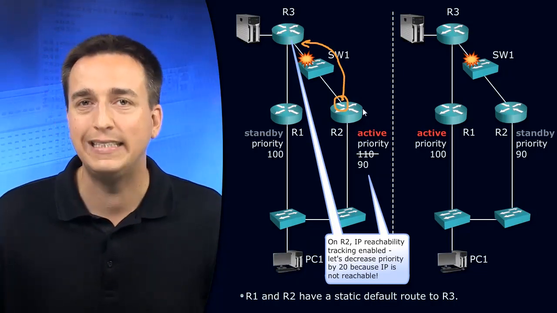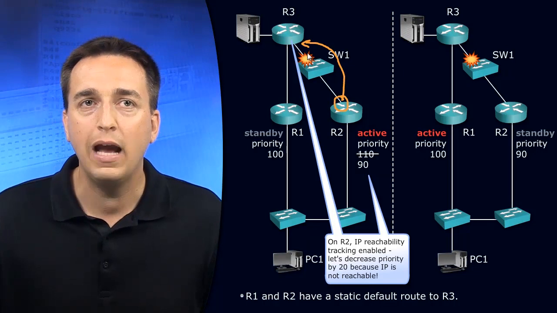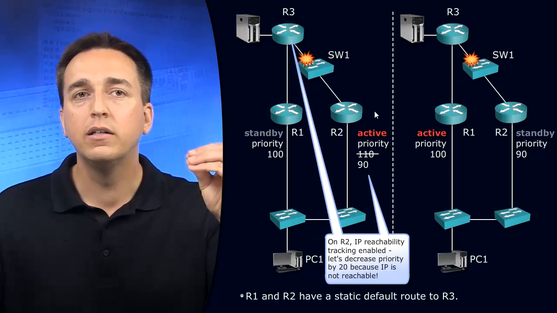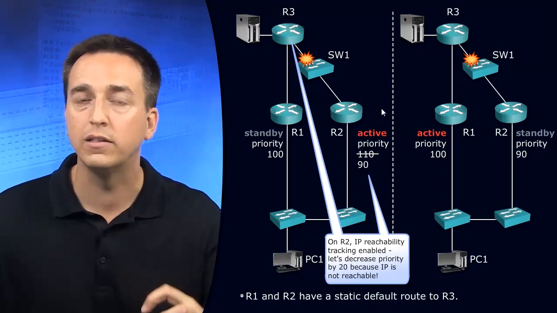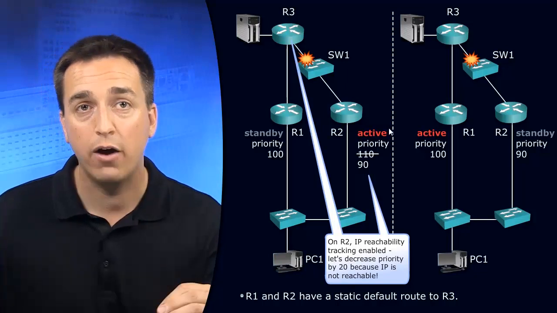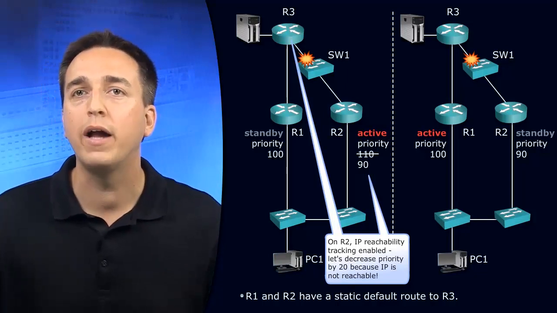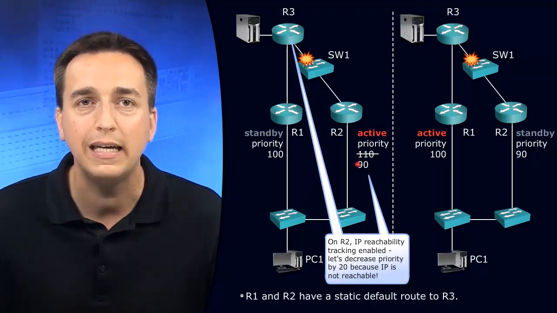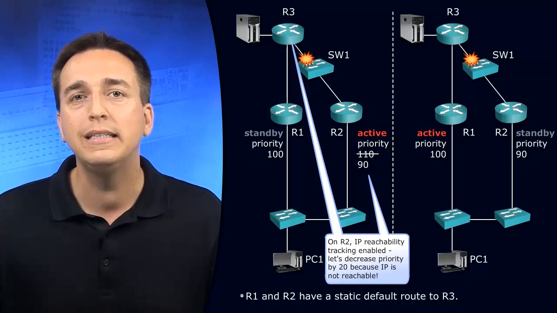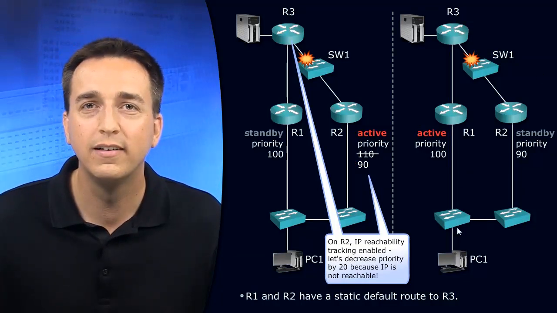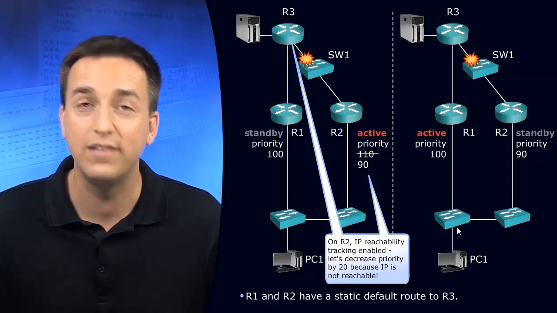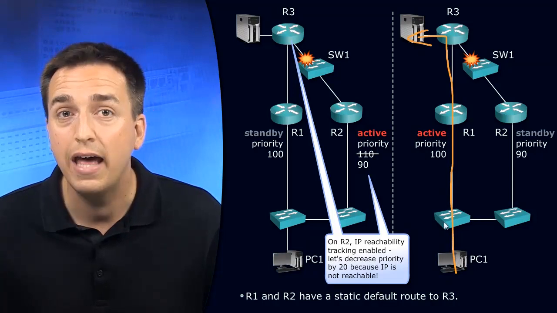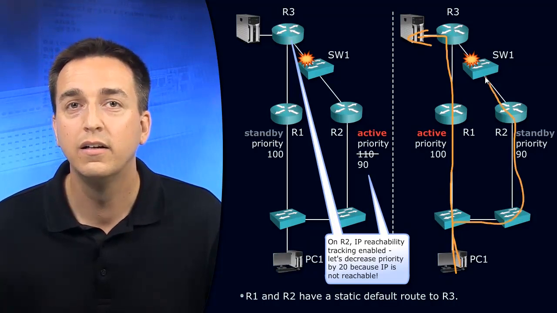But if for some reason we have a failure like we see here, then what will occur is the tracking object goes down because the ping fails. And since the tracking object is now down, it means we decrement our priority to a value that puts us lower than the standby router. So now we have a priority of 90, which is lower than the standby router, which means the standby router is now the active forwarder. So traffic will now be forwarded this way instead of getting stuck here and getting dropped.